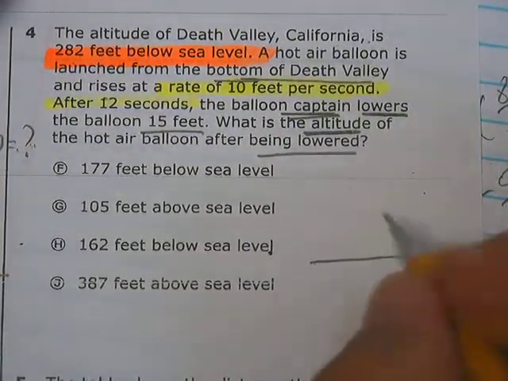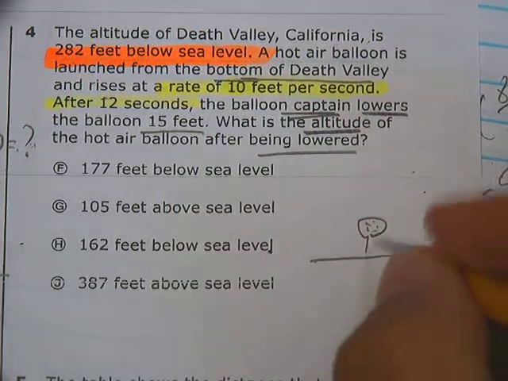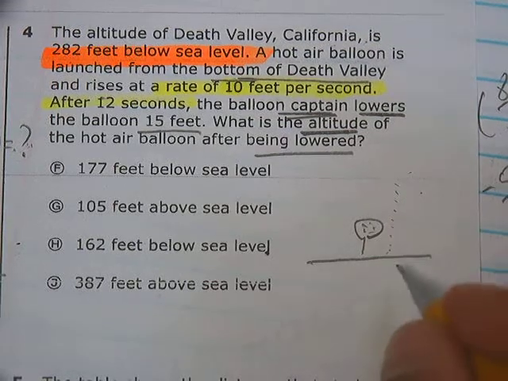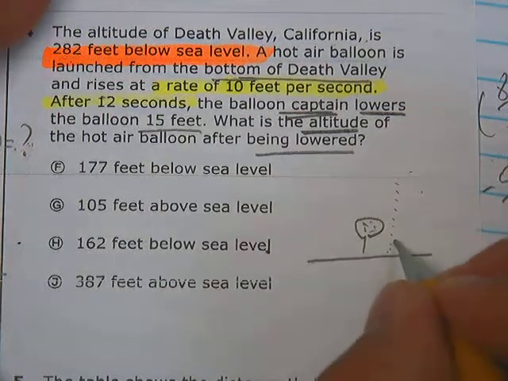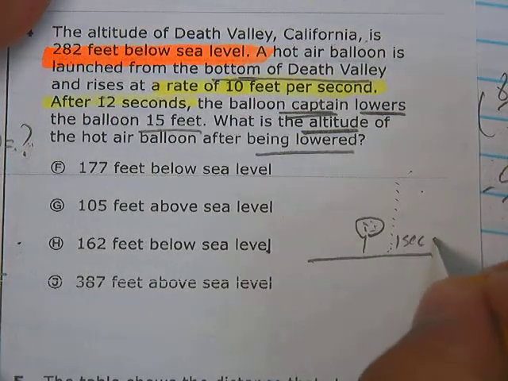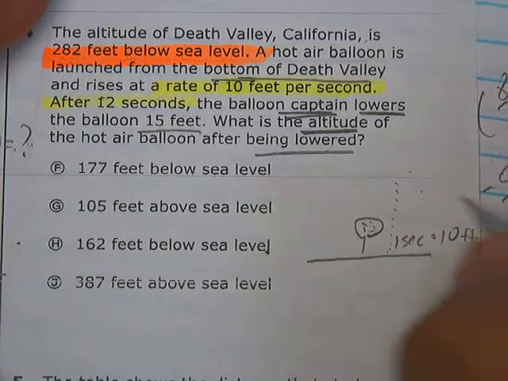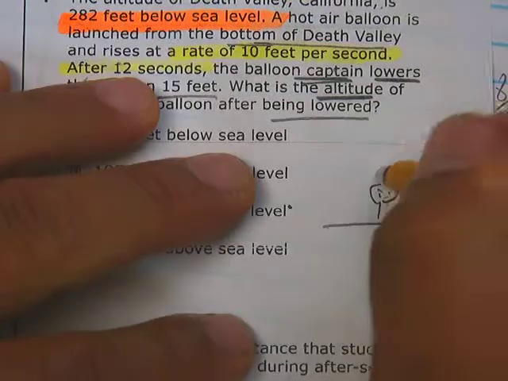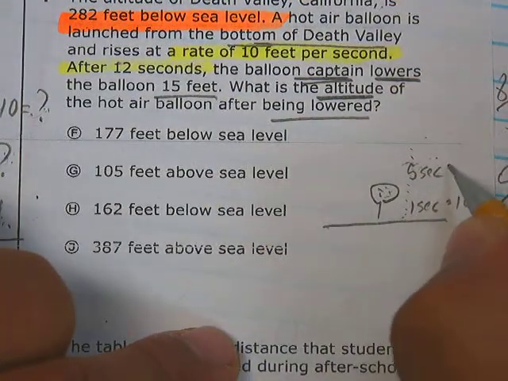So this is Death Valley here. They have this balloon here. I don't know how to draw a balloon, but okay, that's my balloon. Okay, it's gonna go up. It's gonna go up 10 feet per second. So after 1 second, it's 10 feet.